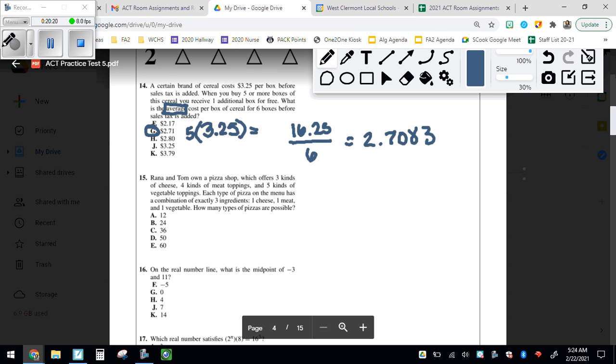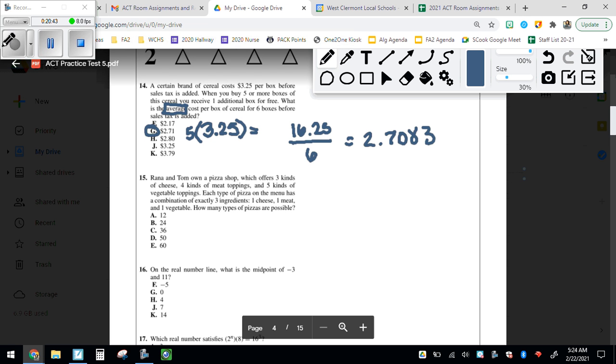All right, number 15, we have not taught, but hopefully you remember this all the way back from 8th grade. Rana and Tom own a pizza shop which offers 3 kinds of cheese, 4 kinds of meat toppings, 5 kinds of vegetable toppings. Each type of pizza on the menu has a combination of exactly 3 ingredients. 1 cheese, 1 meat, 1 vegetable. How many types are possible?